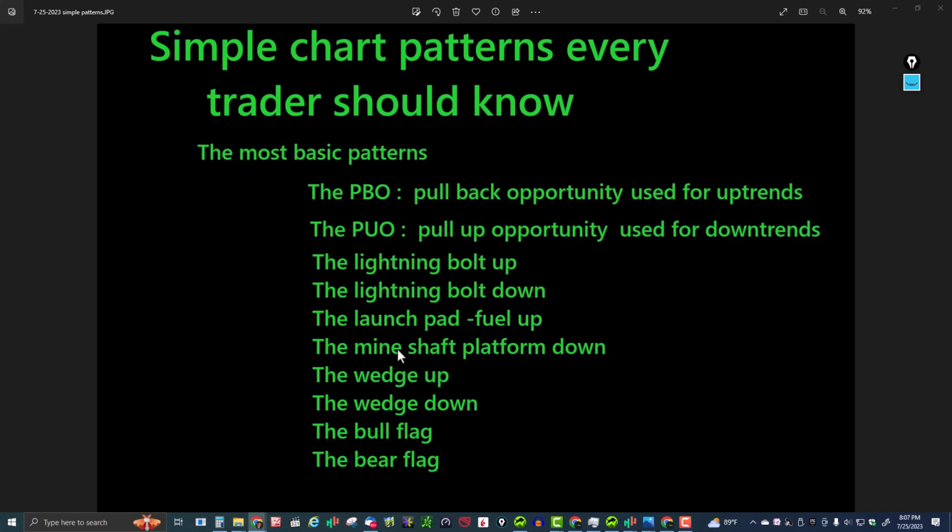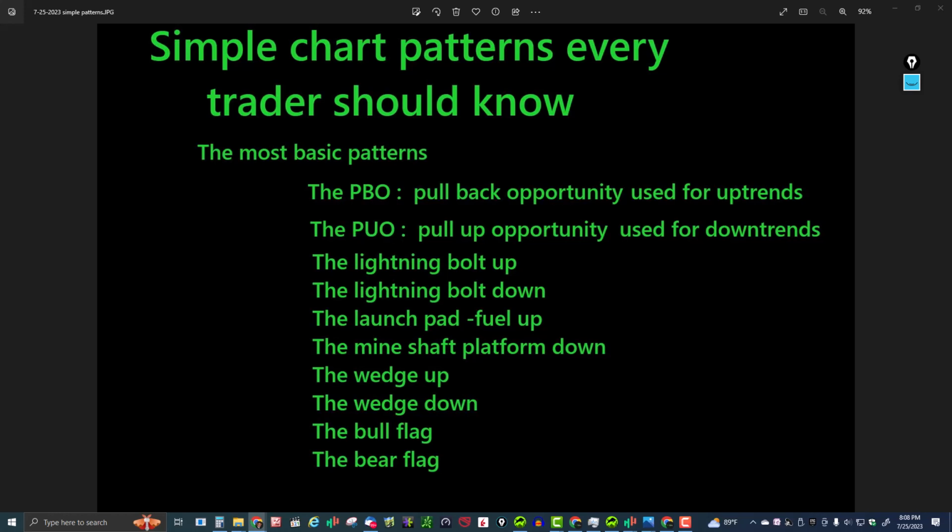The opposite of that is the mine shaft, platform down, in which case you've got a stock that goes down, then moves over to the right in a platform-looking fashion, and then moves down again. Then you've got your wedge up and your wedge down, the bull flag and the bear flag. I'll show you some examples of all of these in just a second. Let me get this out of the way.